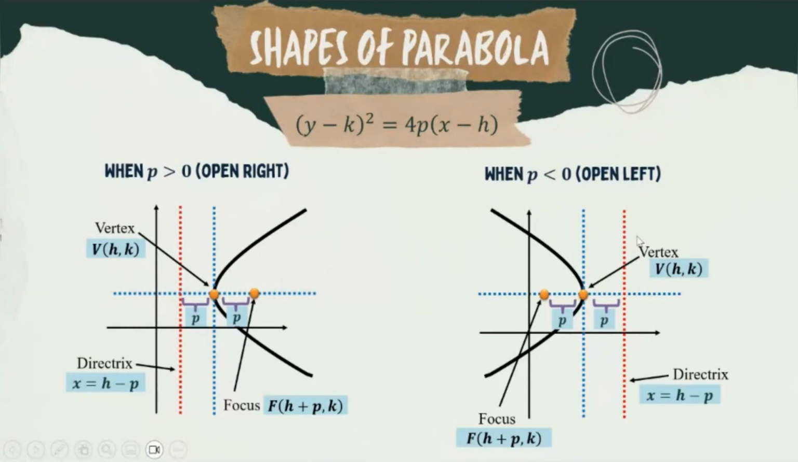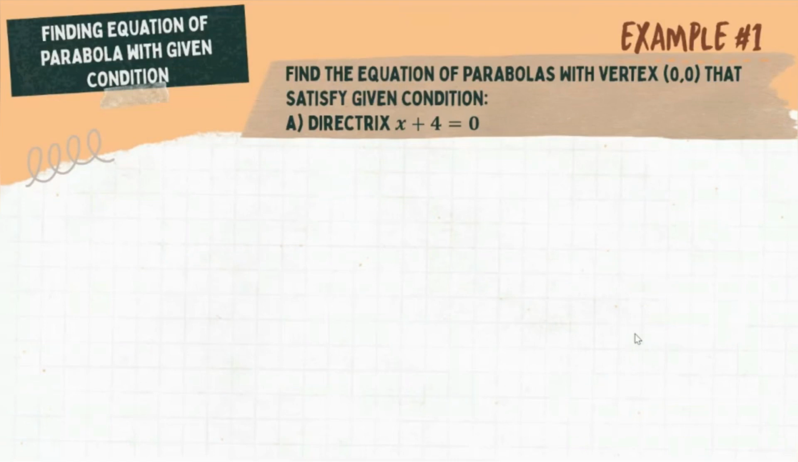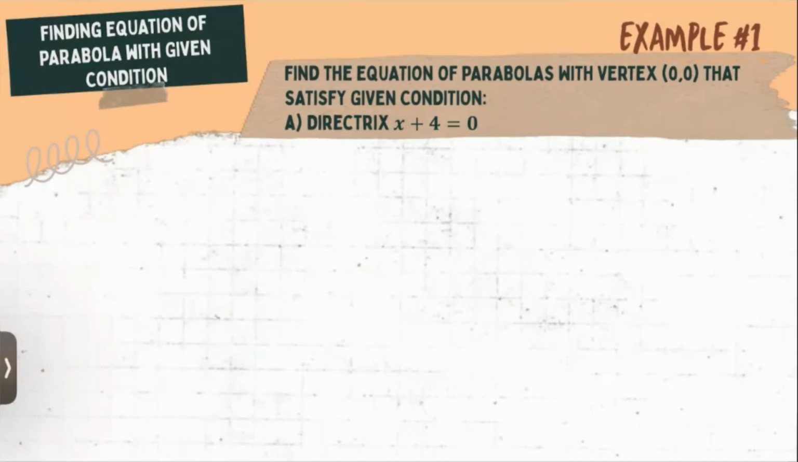Luar mangkuk kita ni adalah kita punya directrix line. Okay, so ini adalah 4 shapes yang kamu kena hafal lah. Okay, now kita akan pergi kepada example. So now let's look at our first example.